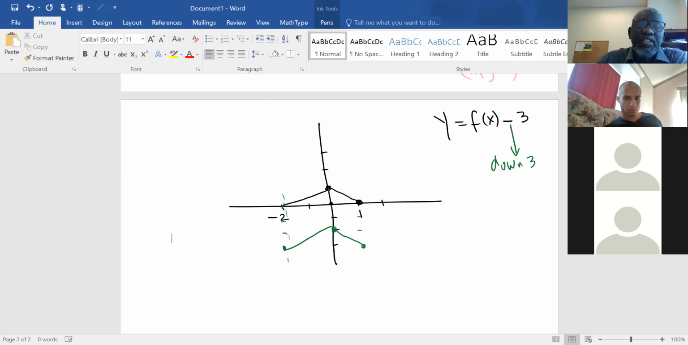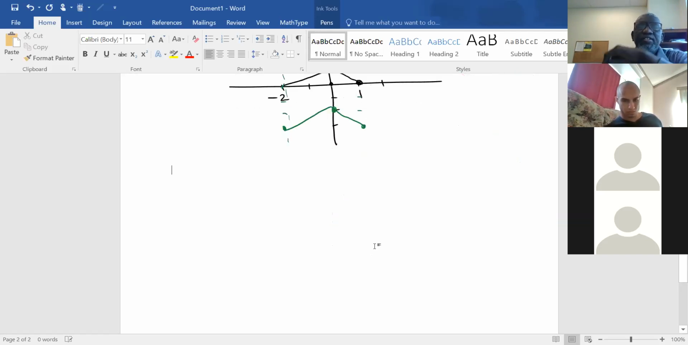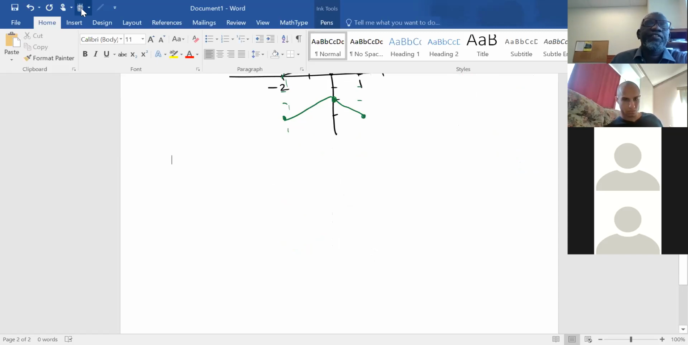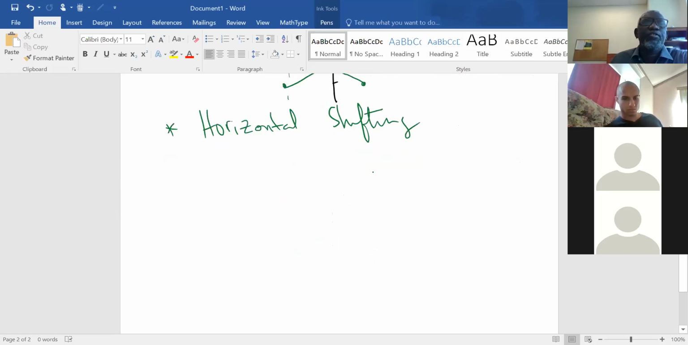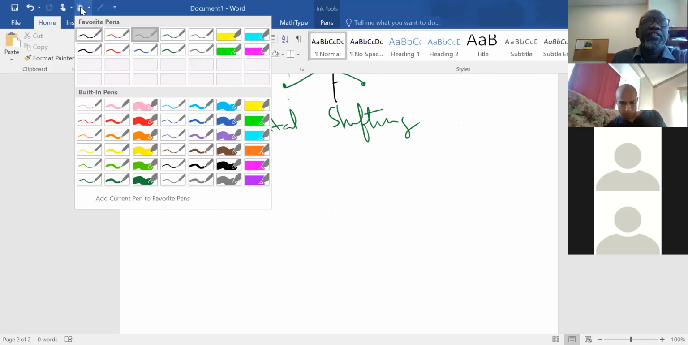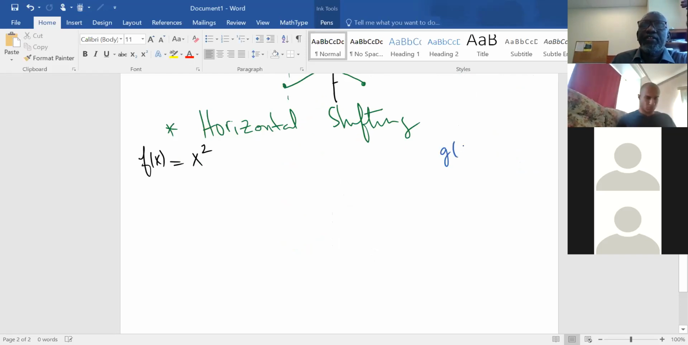Now, the second case here is horizontal shifting. Okay, we're going to go about the same example, the same quadratic, because it shows really what we're doing. f of x equal to x squared again, right? And g of x equal to x minus 1 squared.